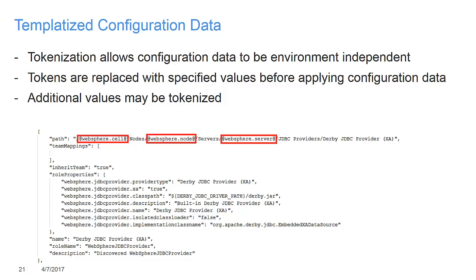The steps we just talked about also allow users to tokenize other values. So if there are other values in your configuration data that may be environment specific, you can replace them with a token so that the configuration data may be applied to alternative environments.